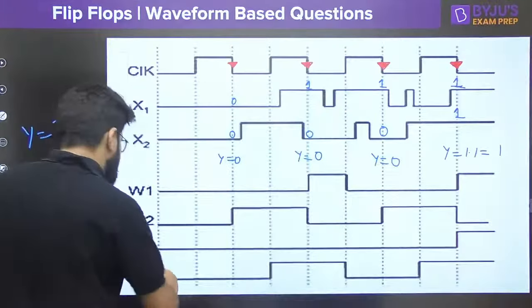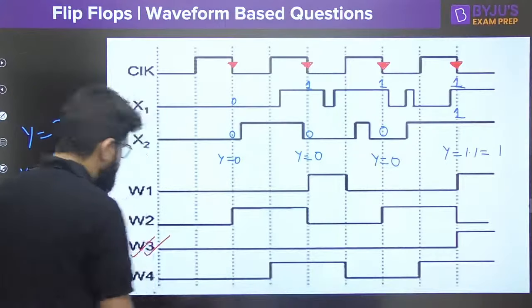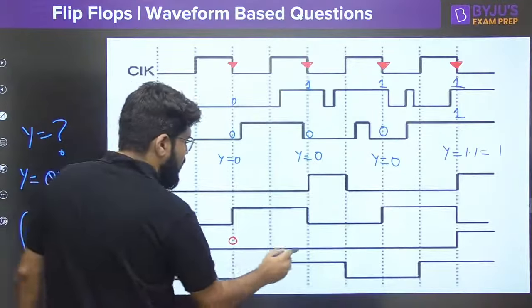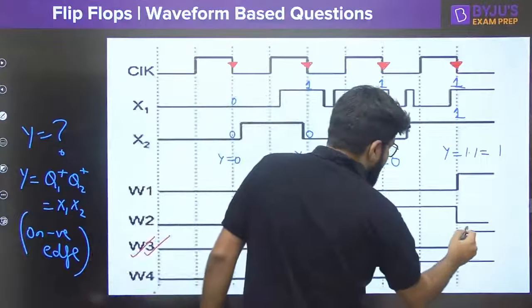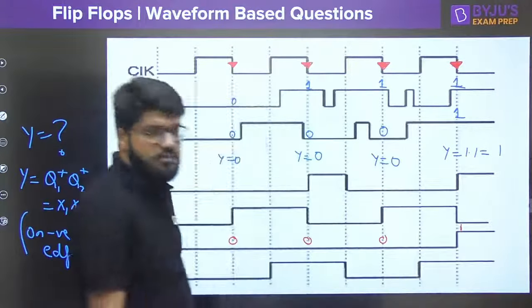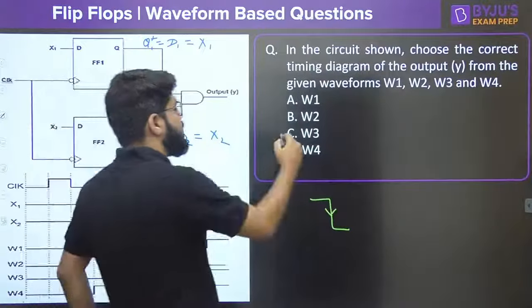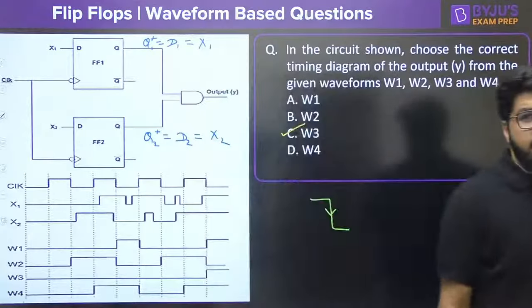So this is the correct waveform. Look at this, Y is 0, Y is 0, Y is 0, and then Y becomes 1. W3 is the correct answer. What should be the correct answer, sir? The W3, option C, is the correct answer.